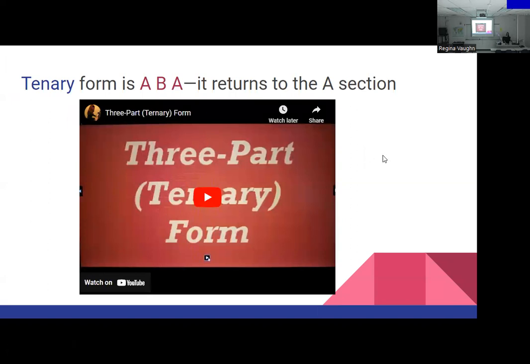Ternary form is ABA. We're finally going to get to return to what we did at the beginning. So we're going to have an A section, a differing B section, and then it's going to come back to the A section. It returns. If you're familiar with church hymns, this is what we often hear in our church hymns: an A verse, the chorus or refrain, and then another verse. So ABA. We return from whence we came.